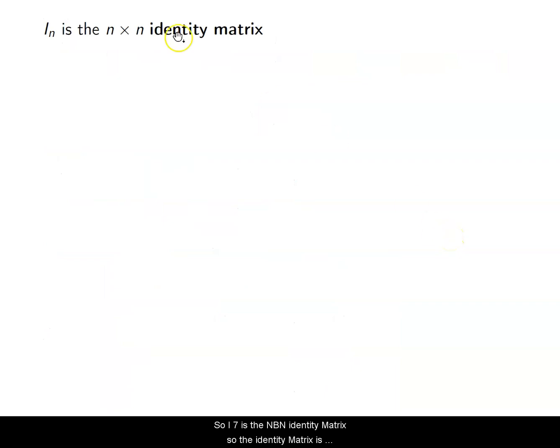I sub n is the n by n identity matrix. The identity matrix is the multiplicative identity, so it's like our 1. 1 times 3 is going to be 3. That's what this matrix does. When you multiply it times a matrix, you're going to come out with the same matrix. The identity matrix is very, very important. You are actually already familiar with it. I just haven't given you a name for it yet. It's a very important matrix.